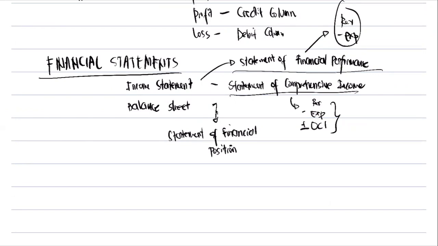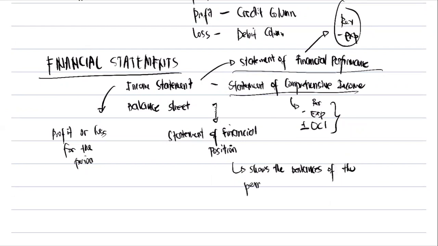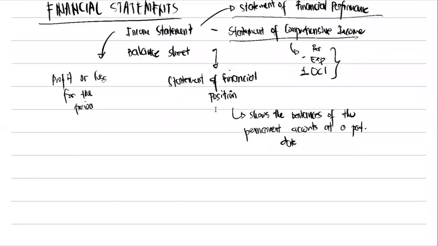Okay, so your income statement shows the profit or loss for the period, while your statement of financial position shows the balances of the permanent accounts at a particular date.